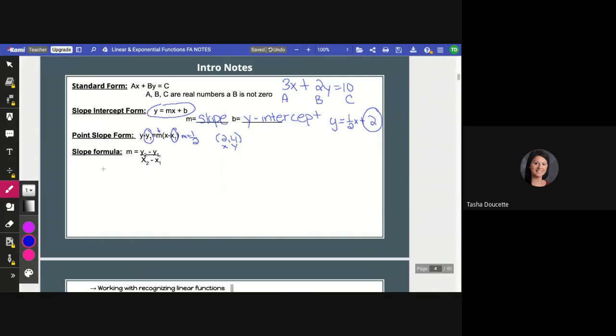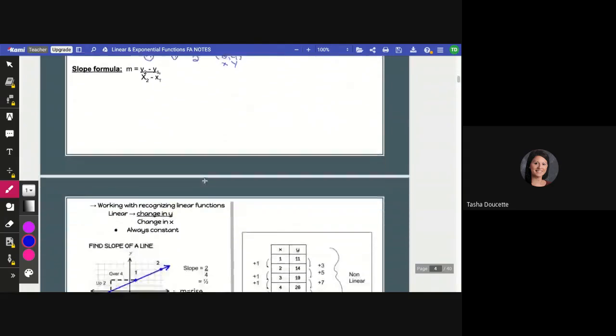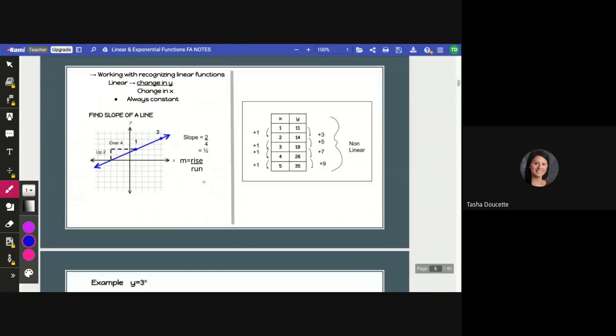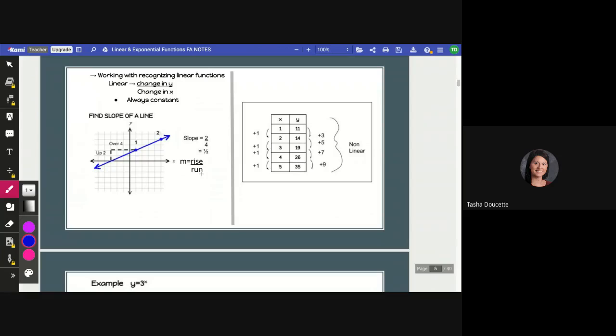And next we have the slope formula, which we already did before break. m equals y2 minus y1 over x2 minus x1. Okay. Now we have working with recognizing linear functions.